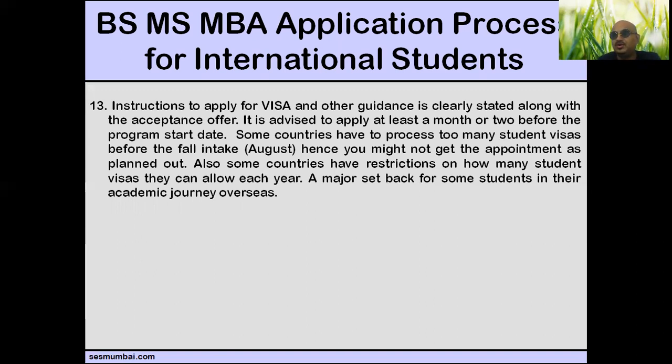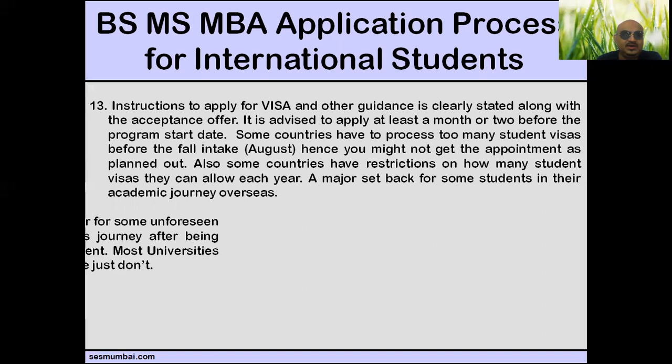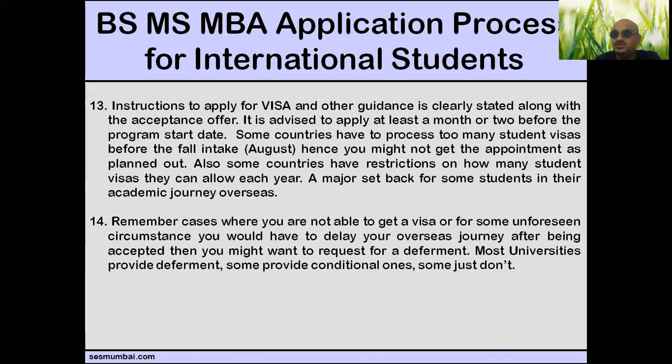You've been doing a degree online, but then you want to go for the second year. So these things can happen, and if that does happen, you don't get your visa to go overseas, or you're yet in line to get your appointment, yeah, then you can always ask the university to defer your admission, yeah. So most universities provide deferment, some provide conditional ones, and some just don't. So this is a very rare case, but it did happen during the pandemic, so I had to state it out here.